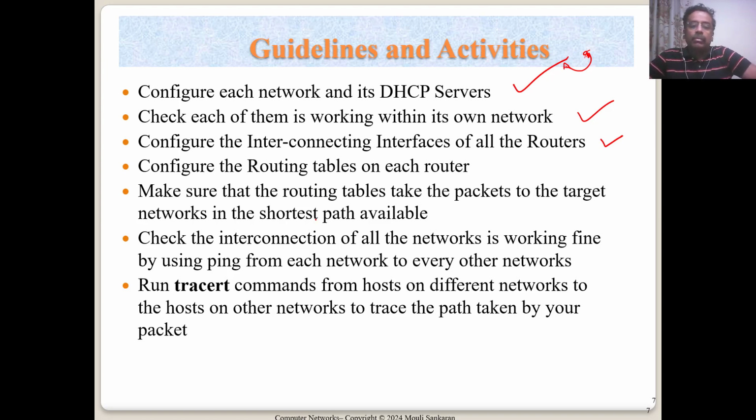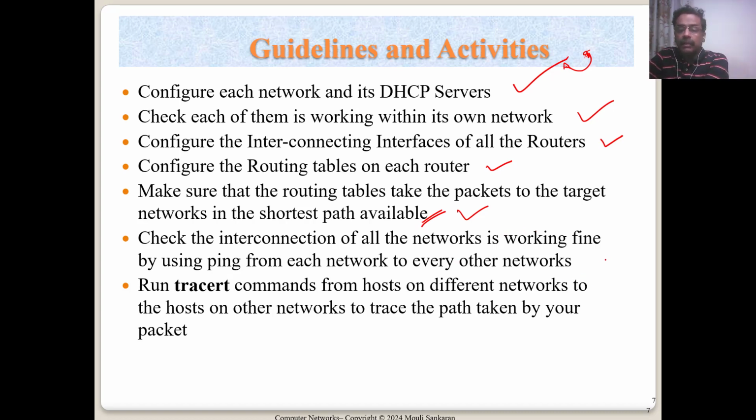That's it. So configure the routing table. Sometimes the router will give you an error when you are configuring it, but many times it will keep quiet and you will not know why things are not working. Configure the routing tables on each router. That also has to be properly done. Make sure that the routing table takes the packets to the target network by the shortest path available. You are free to do anything, but it is better that you try to find the shortest path.